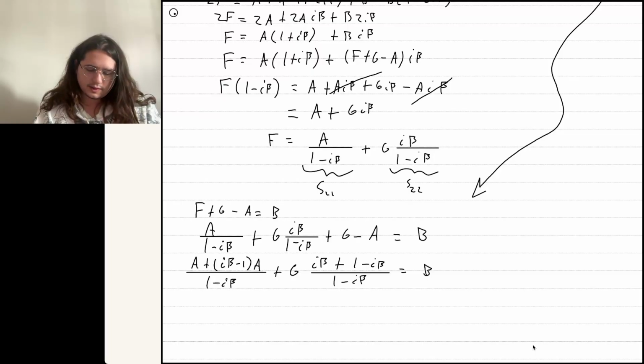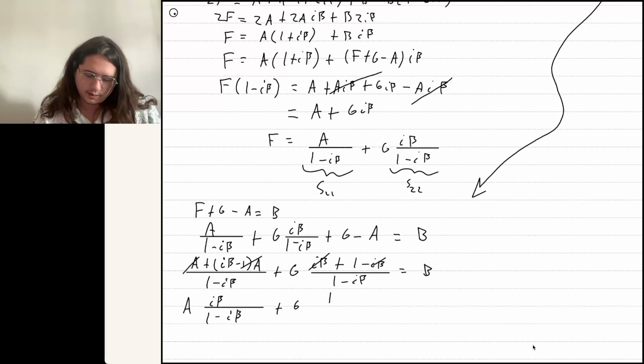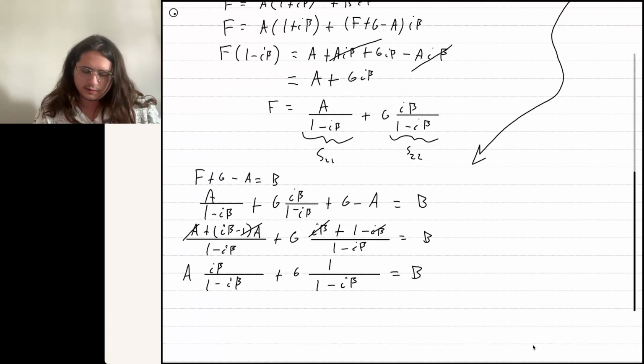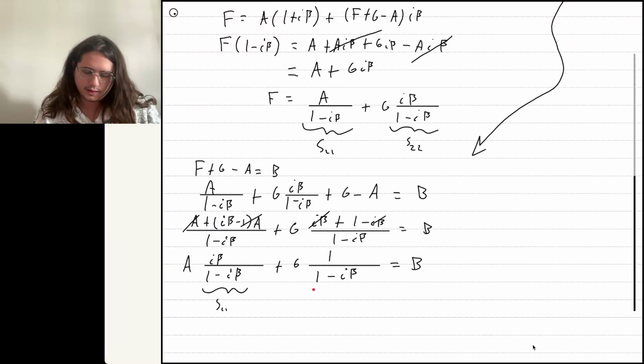Well, this A is going to cancel out with that A, and so you're going to be left with A times iβ on the fraction on the left, and then plus G. This iβ is canceled out by this iβ, so you get 1 minus iβ equals B.